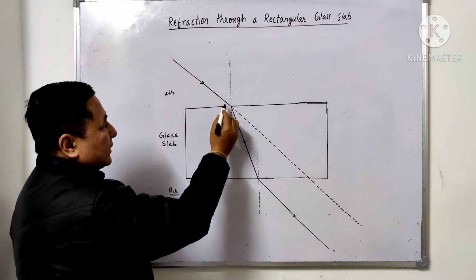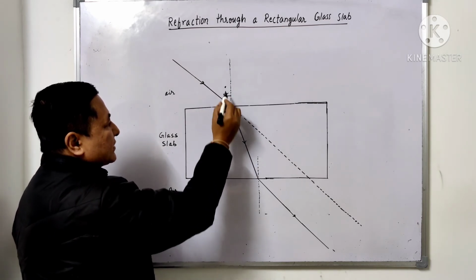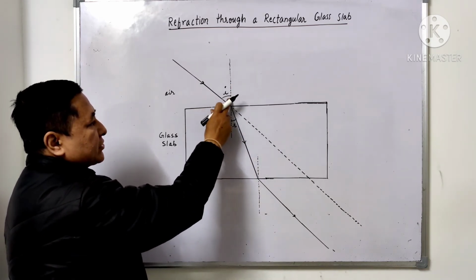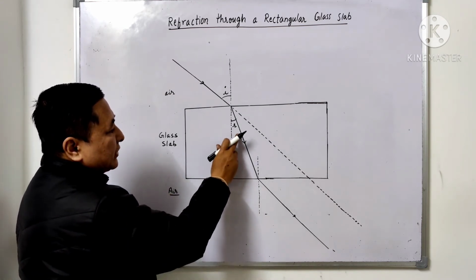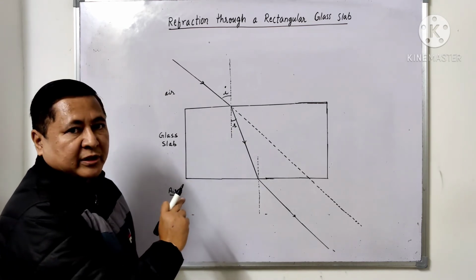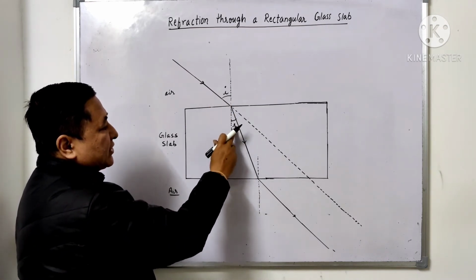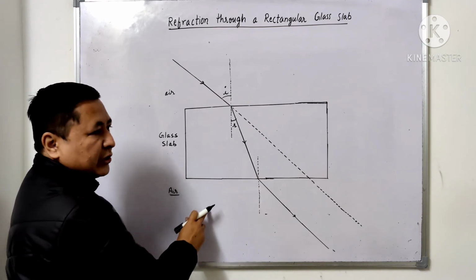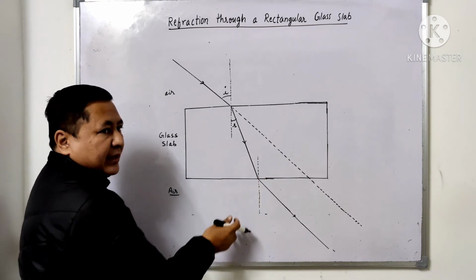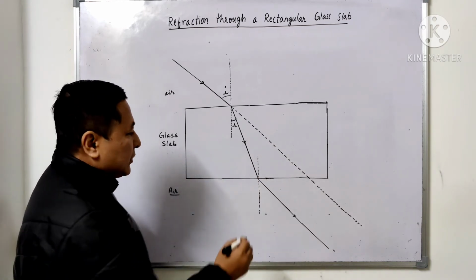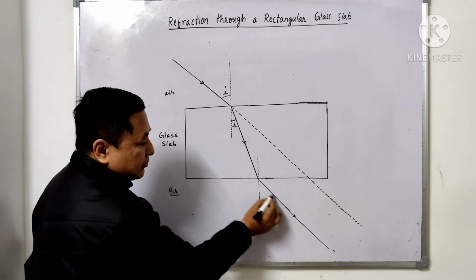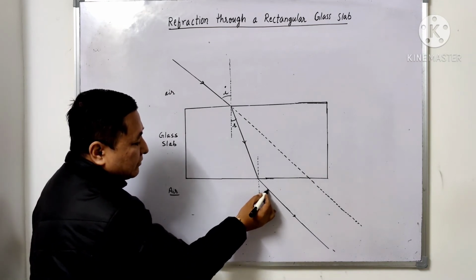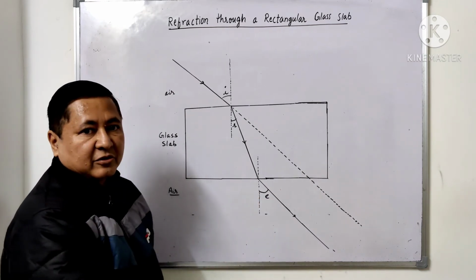This is the normal here, and this angle is known as the angle of incidence, and this angle is known as the angle of refraction. The angle between the normal and the incident ray is known as the angle of incidence, and the angle between the refracted ray and the normal is known as the angle of refraction. Here you can see that the angle of incidence is greater than the angle of refraction. Now if the ray of light moves from glass to air, it will again bend, but this time it will bend away from the normal. This is the normal we have drawn, and the ray is bent away from the normal. This is known as the emergent ray, and the angle between the normal and the emergent ray, denoted by E, is known as the angle of emergence.